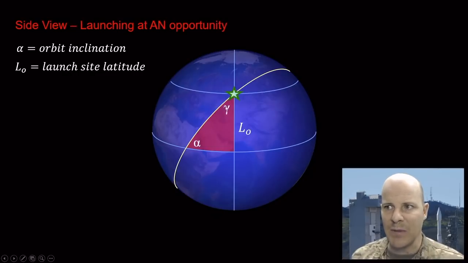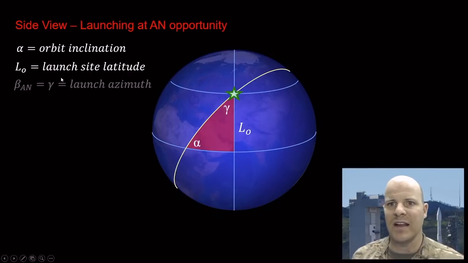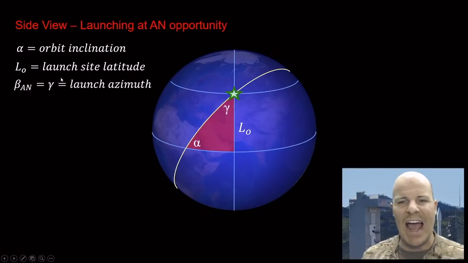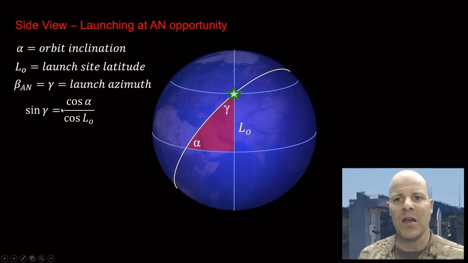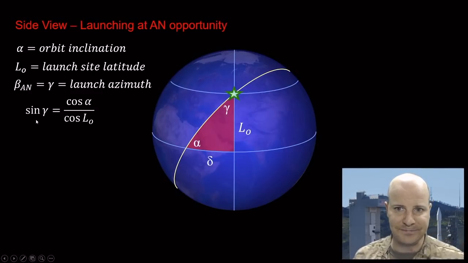The next would be gamma, and that's going to be the angle between our line that we drew from the equator along our orbital projection out to where our launch site is, and down to the equator along this latitude line. So that's going to be gamma. We call that our launch azimuth. So our launch azimuth, beta AN, is equal to gamma. So how do we know what beta AN or gamma is? Well, you have to take into account what your orbital inclination is and your launch site latitude. You have both of those things, you take the inverse sine of that, and you have gamma.